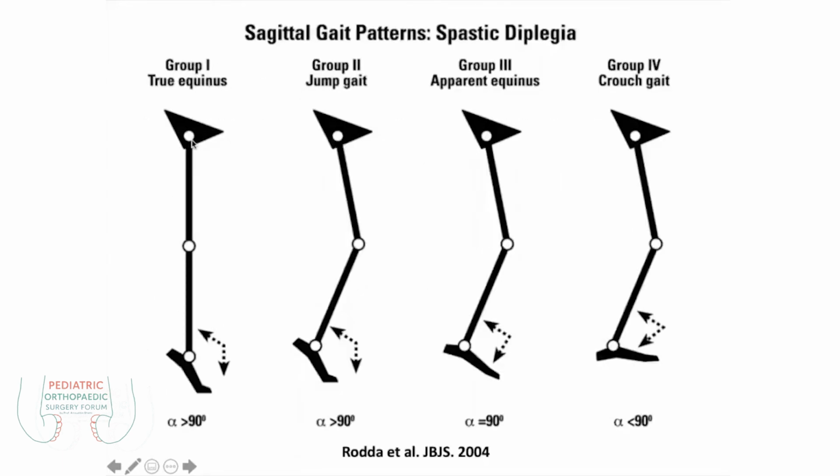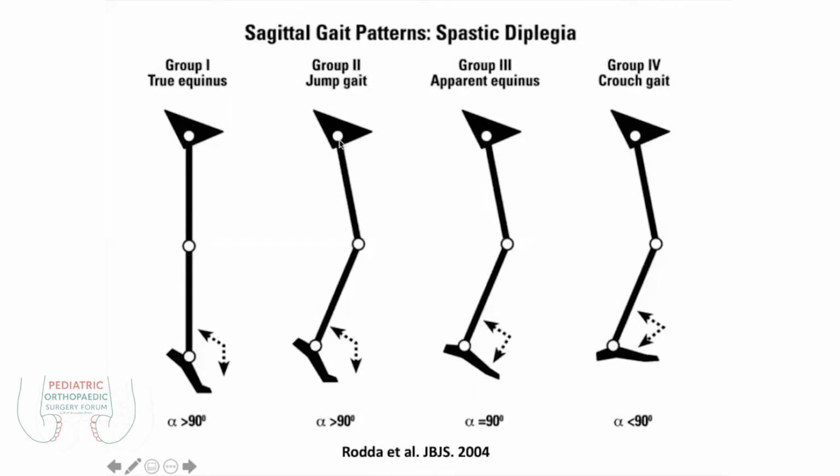Here is the normal or extended hip joint. The knee is also extended, but there is an equinus contracture which is more than plantigrade, more than 90 degrees, maybe 110 degrees, or minus 30 degrees. There is simple equinus, so this is the true equinus gait. And if there is further decompensation, then it develops a jump gait.